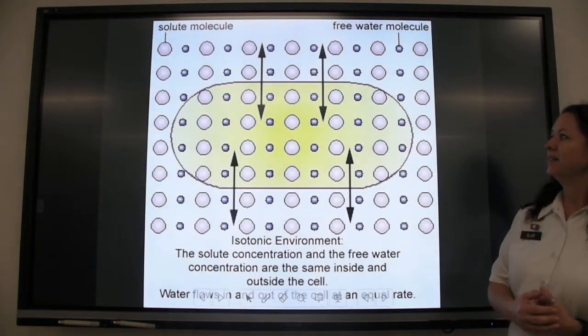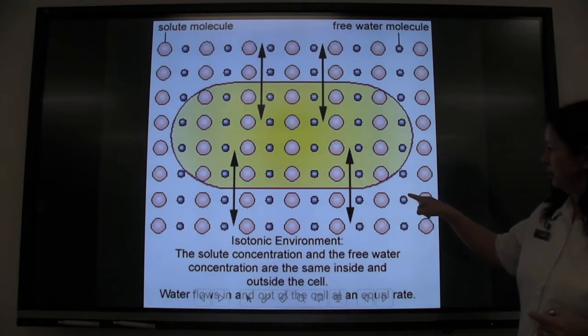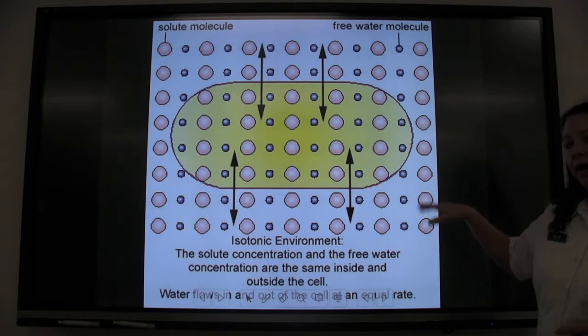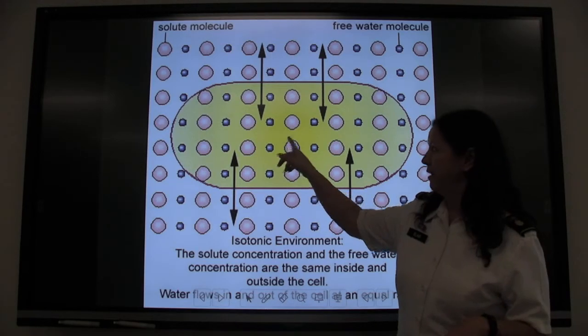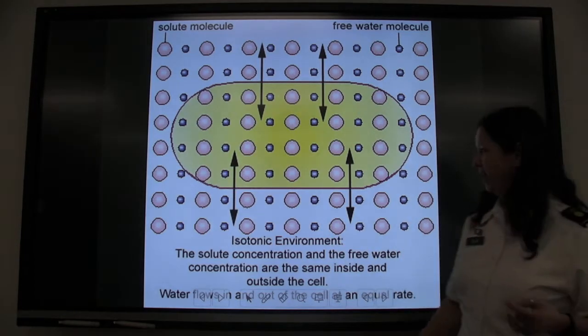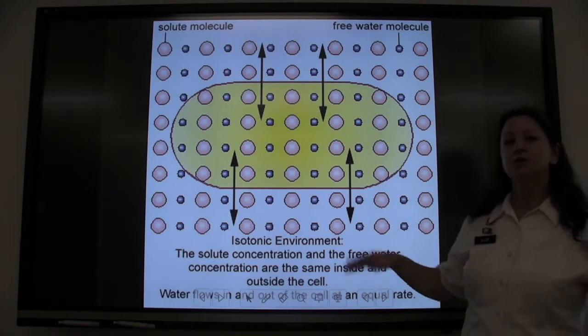Okay? A lot of cells like isotonic solutions. And this is just an example. If you look, for every salt, there's a water. Outside, inside, every salt, there's a water. So it's the same in and out. The arrows show how the water moves in and out equally.